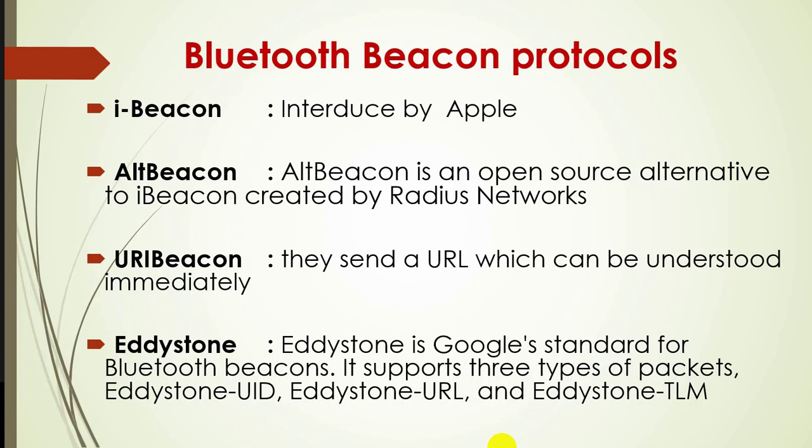UID simply sends the unique ID of a device. URL is similar to your URIBeacon, which sends a URL address, and TLM is basically used for telemetry. Let's see the iBeacon packet format.